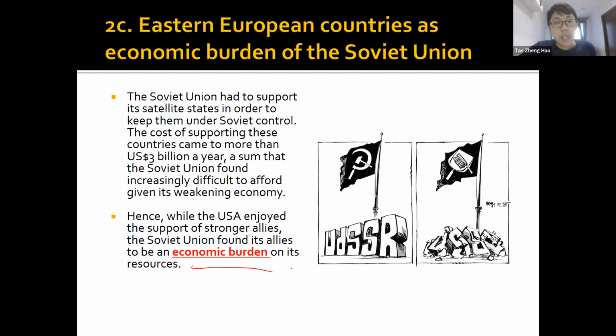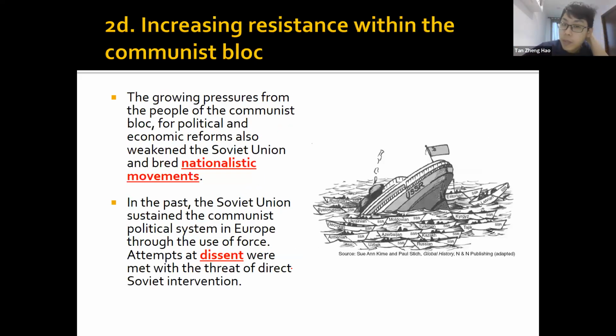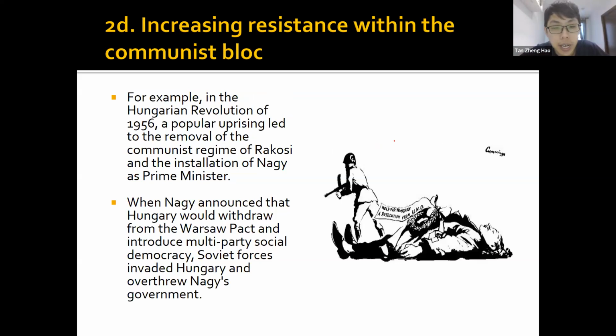Okay, and because of that, there was a lot of nationalistic movement. That means there was a lot of move toward independence. People were desiring independence. That means I don't want to be so dependent on the Soviet Union. I don't want to be part of the communist bloc. And there were people that are pushing and trying to change things. Okay, and things like the Hungarian Revolution and things like that.